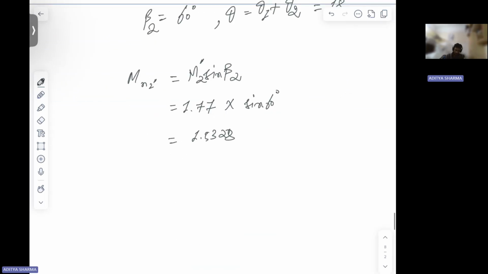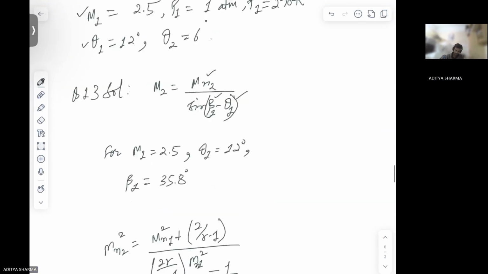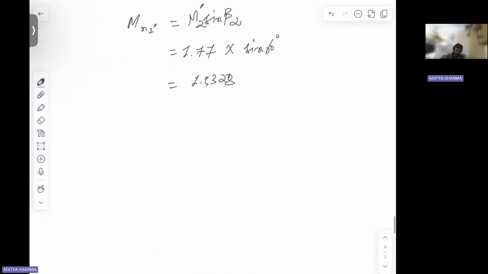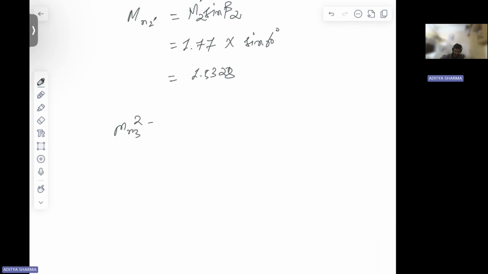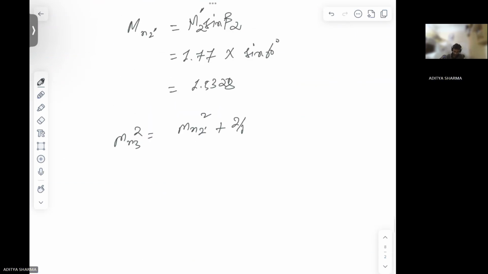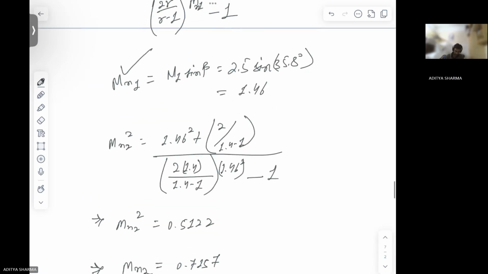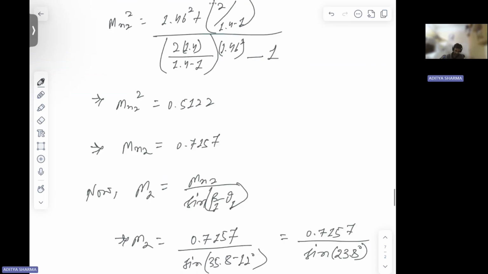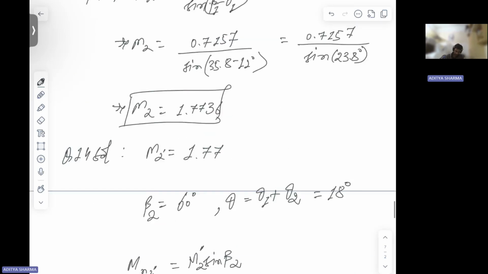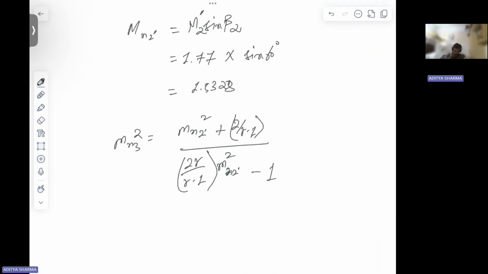And in a similar way, now across this oblique shock, second oblique shock, we will use Mn3 square is equal to Mn2 dash square plus 2 by gamma minus 1, divided by 2 gamma by gamma minus 1 times Mn2 dash square minus 1. So this is there.